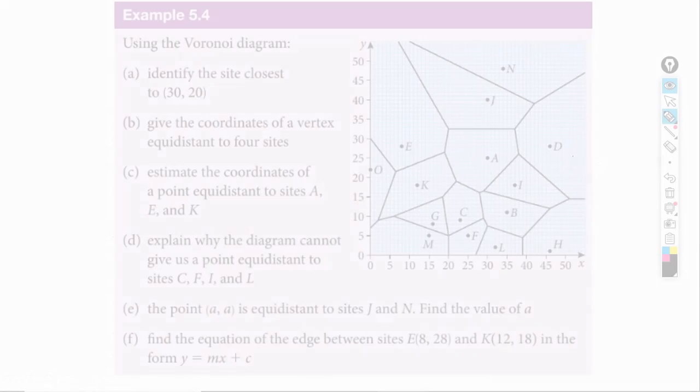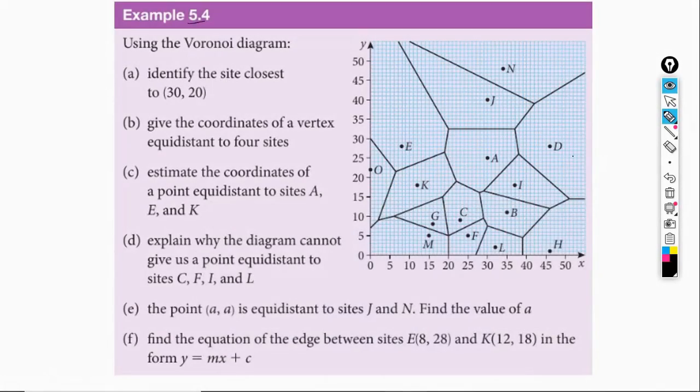Okay, so here we are on example 5.4, and they say using the Voronoi diagram, A, identify the site closest to (30, 20). So we have to go to the grid here and look for (30, 20). So that's just the intersection point between these two lines, right? The one that starts here, 30 and 20, and we're going to see that that's going to land more or less right there. So this is within the cell that contains site A.